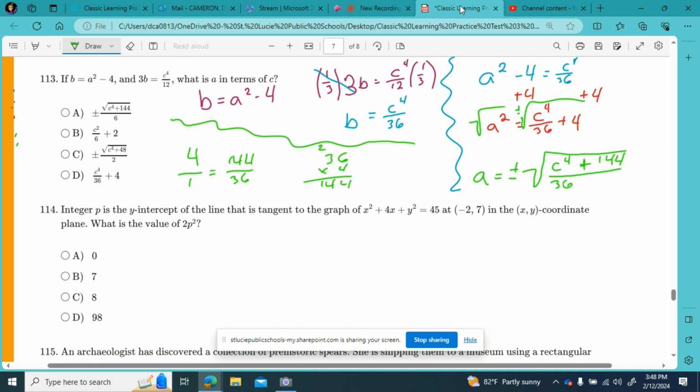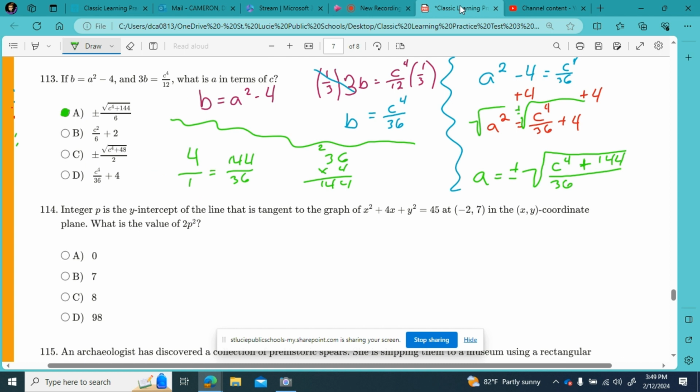144, which this over here is a match to nothing yet. But if we take the square root of the denominator of 36, that would be 6, and then that would be a match to A.